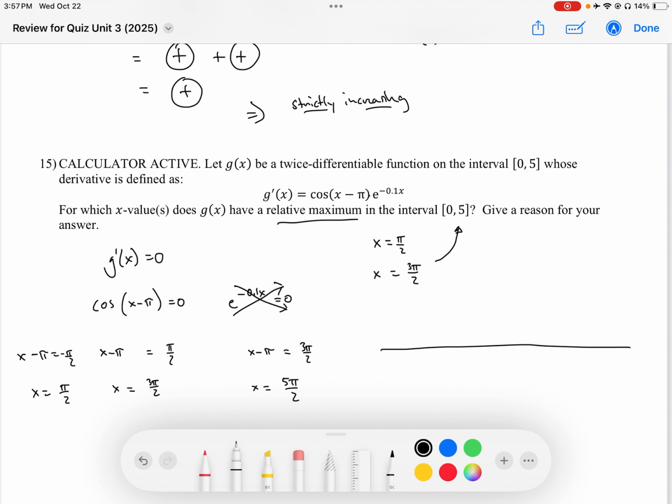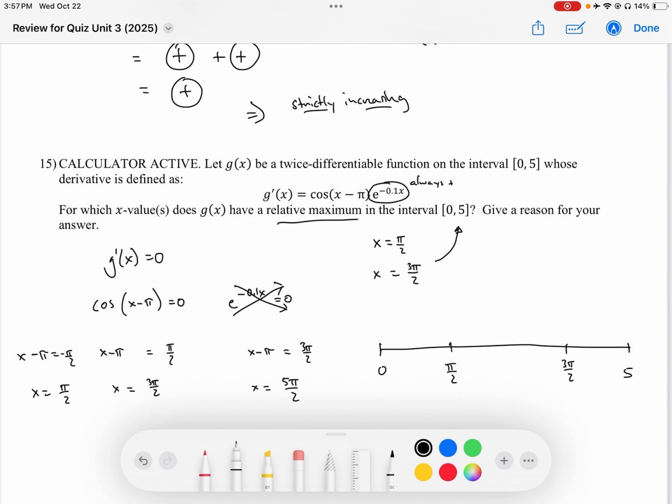So let's now make a sign chart and see what the derivative is doing at these points, pi halves and 3 pi halves, and see what happens. So I'm just going to cut this off at 0 and cut this off at 5. A calculator might be nice here. That's probably why it says calculator active. One thing I do know is that this is always positive. Okay, so I don't really need to worry about that changing the sign of anything.